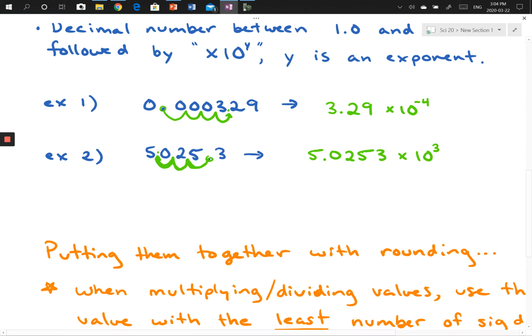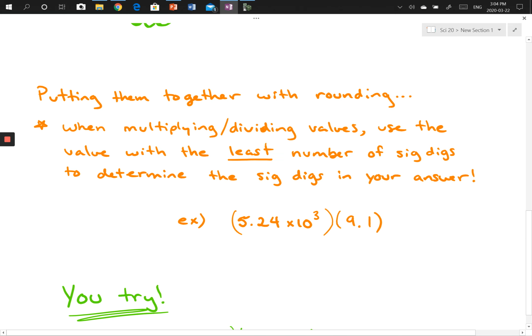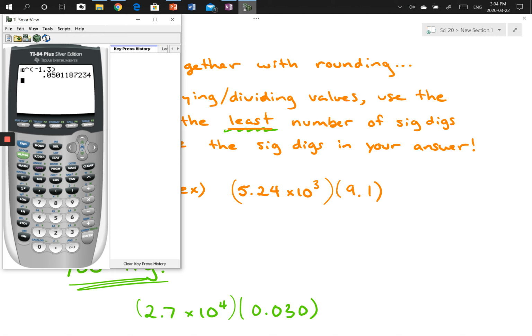Now, to put this stuff together, when I'm doing a physics problem, there's a rule. When I have multiplication or division in my question, I need to use the value with the least number of sig digs to determine the sig digs in my answer. So for example, with this question, I need to take 5.24 times 10 to the 3 and multiply it by 9.1. So I'm going to take out my calculator.